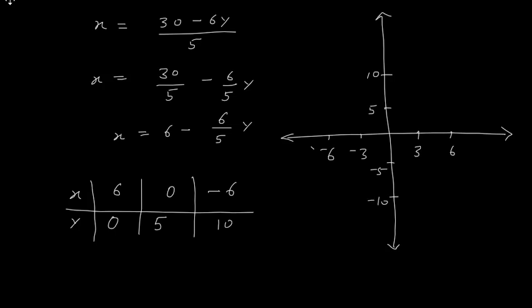Now we have points as 6, 0. So along x-axis 6, along y-axis 0. So 1 point here. Then 0, 5. So along x-axis 0, along y-axis 5. So this is 1 point. Along x-axis minus 6 and along y-axis 10. So I will get 1 point somewhere here. So this is one more point. Now these 3 points, when I join, I will get a straight line.